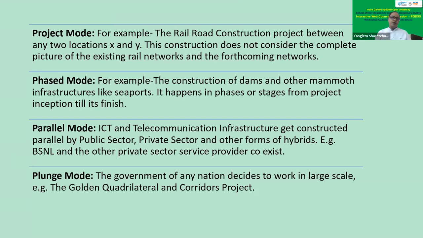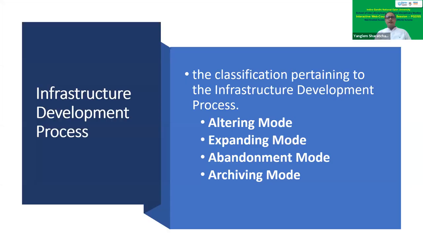Then in case of plans mode, the government of any nation decides to work on a large scale, like we have the Golden Quadrilateral and corridor project, and we have policy where we are going to reach to the Asian countries. These are some of the examples. And what are the processes? Process can be looked into altering mode, expanding mode, abandonment mode, and archiving mode.